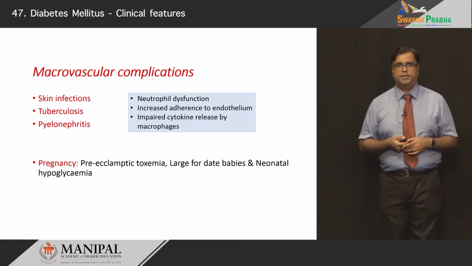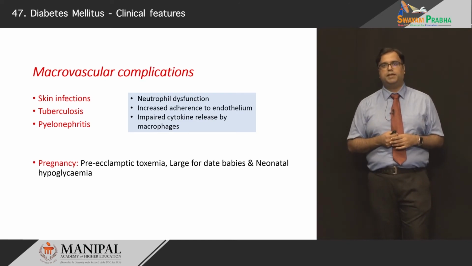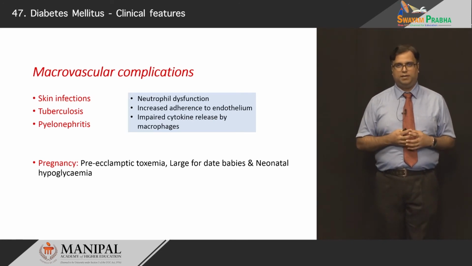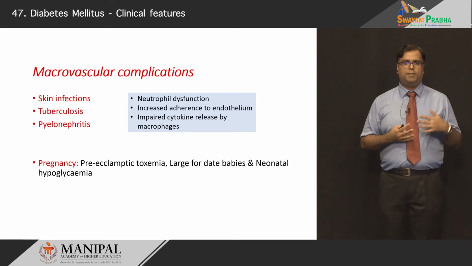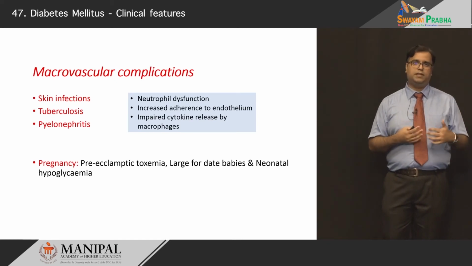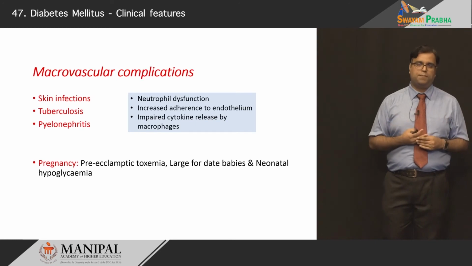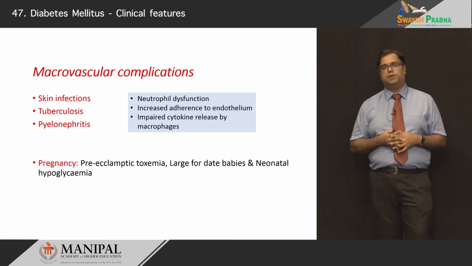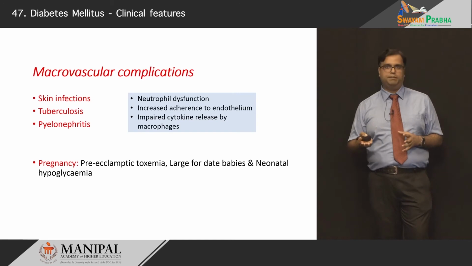In pregnancy, we spoke a bit about gestational diabetes mellitus. In pregnancy, you have what is called pre-eclamptic toxemia. Now, that is for a longer discussion, where the patient presents with hypertension, and they tend to have a lot of sugar in the urine, okay, so they are diagnosed as such. When they deliver babies, they tend to be what is called macrosomic or large for date babies, that is a complication.